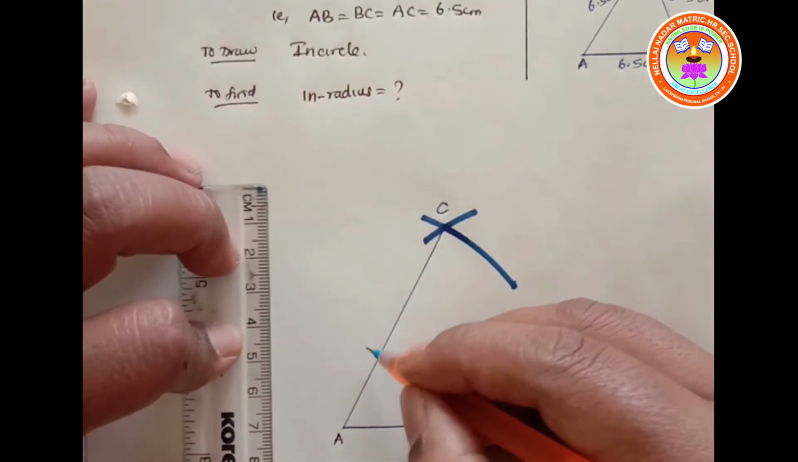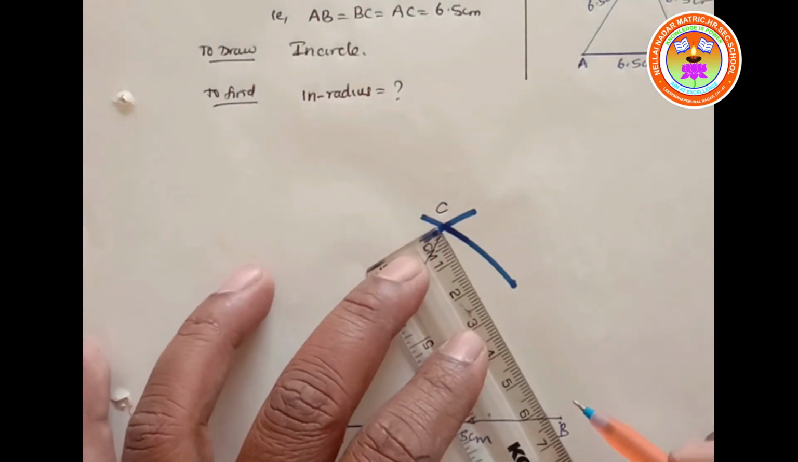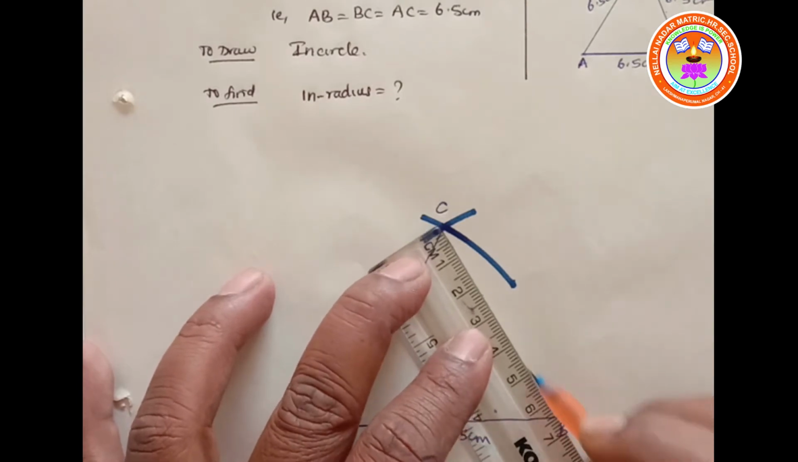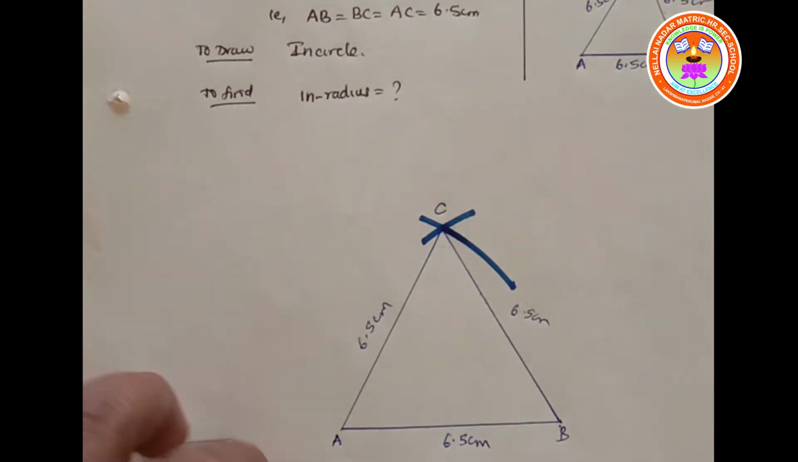Now join the line AC, 6.5 centimeter, as well as BC also 6.5 centimeter. Is it clear, children? Right. Now you are going to draw an incircle. Draw a perpendicular from I to any one side AB to meet AB at D. That is, construct the angle bisector of any two angles.